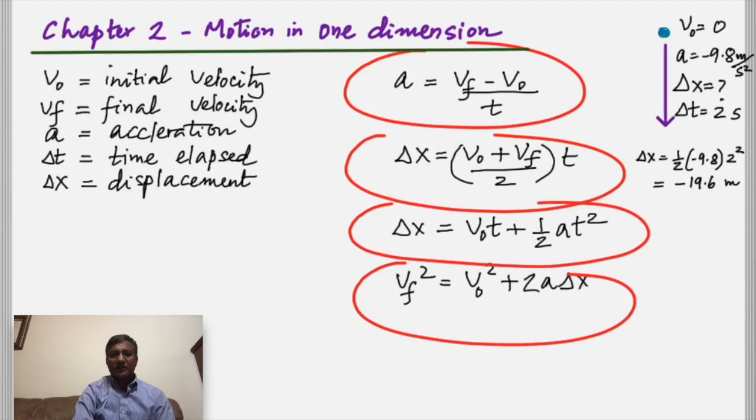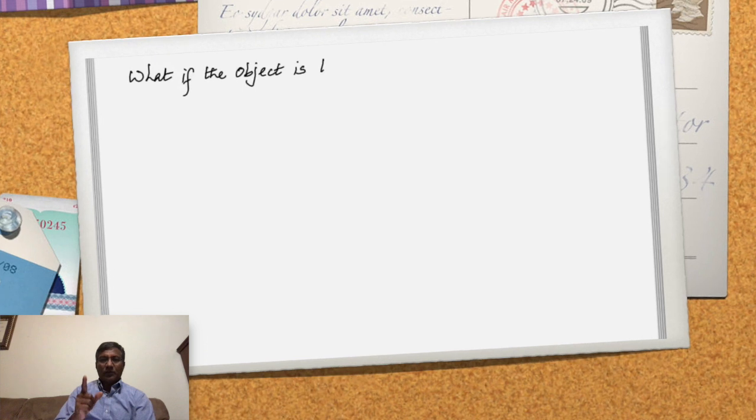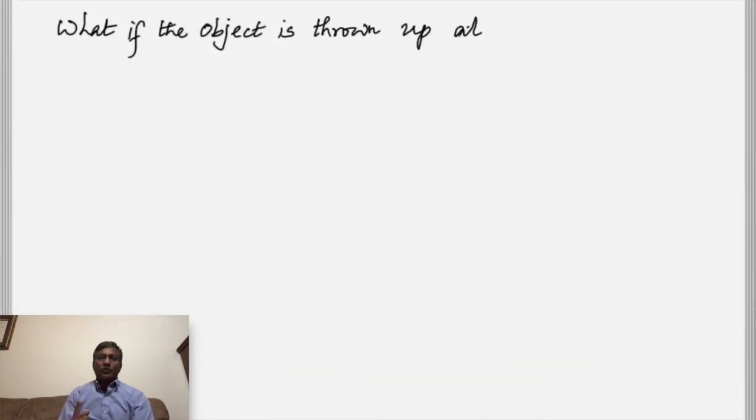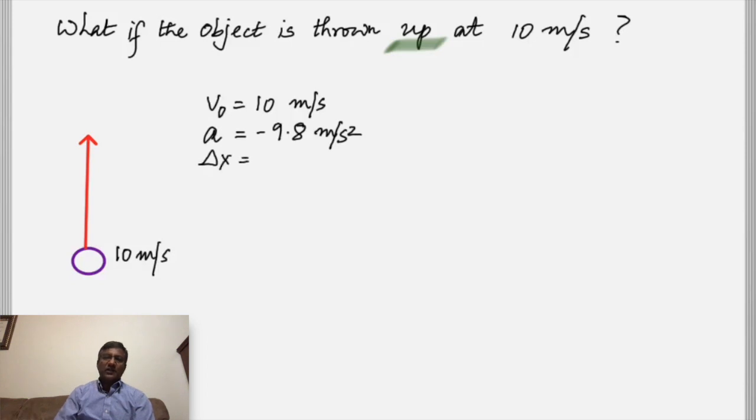Now let's say the object is thrown vertically up with a velocity of 10 meter per second. So now that's the diagram. The object is thrown vertically up, and now the initial velocity is not negative 10, but it's positive 10. Why is it positive 10? Because it's thrown up, and up is positive. So now we have the initial velocity as 10 meter per second. Acceleration is again negative. Remember, it's always negative 9.8. And then we can find the displacement in the first 2 seconds.